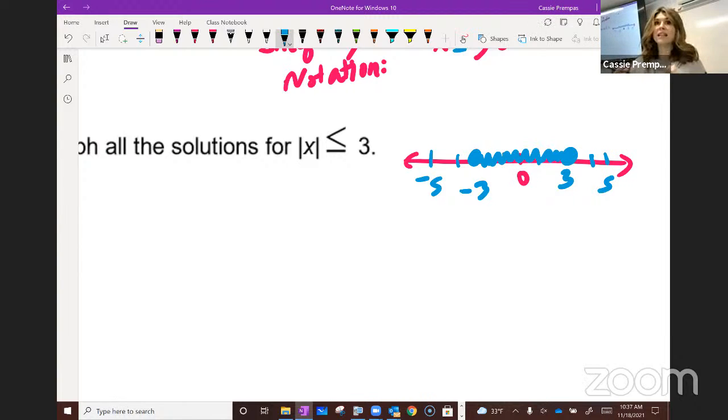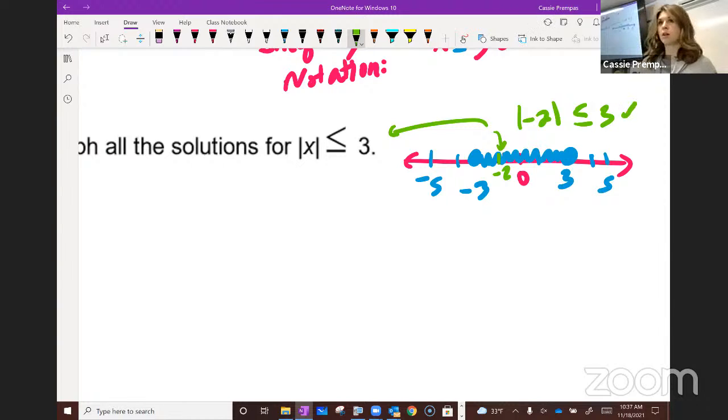If you're thinking about why his numbers fit, any of the numbers that are shaded would make this inequality true. For example, if I tried to choose -2 and plug that in for the inequality, the absolute value of -2 would give me what? 2. Is 2 less than or equal to 3? Yeah, so we know it works.